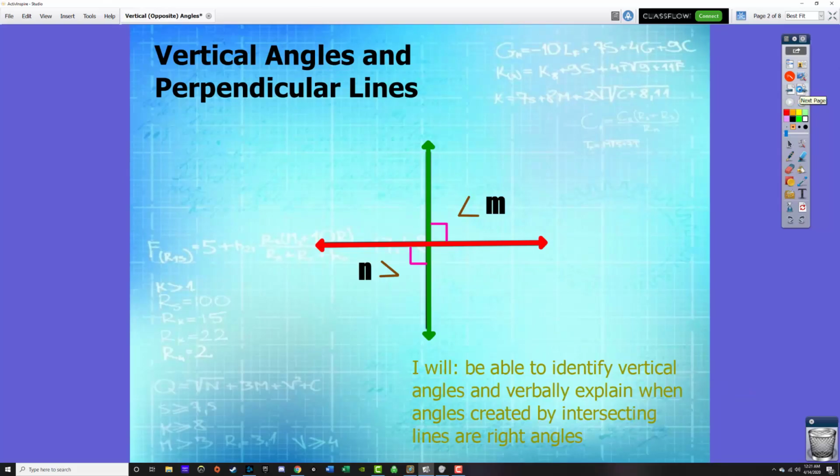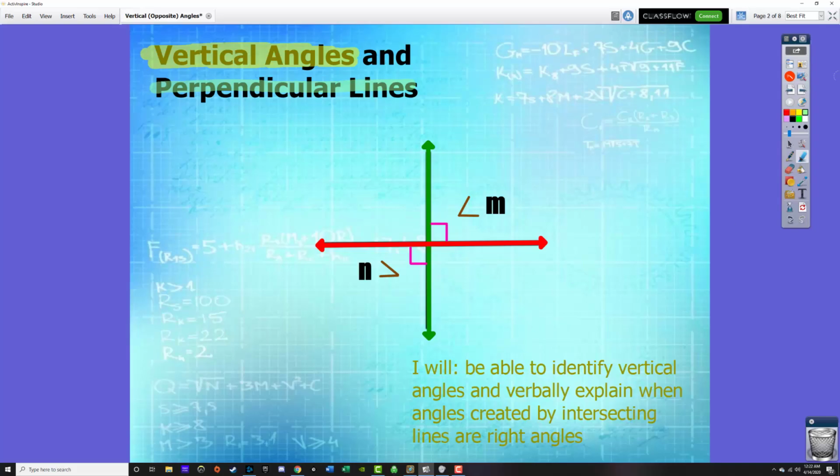Today we are going to talk about a couple of different things. Our main focus is going to be on vertical angles. And then we're also going to give a bit of attention to a particular kind of linear intersection called perpendicular. Lines that are perpendicular.